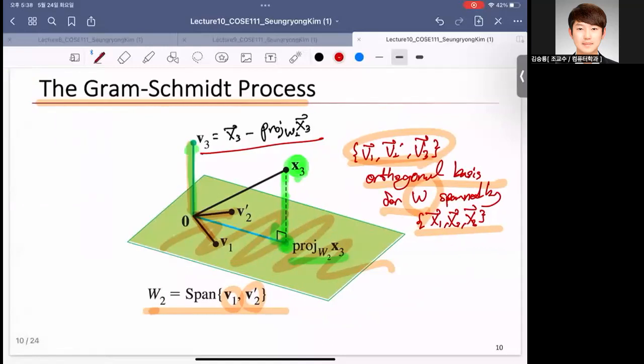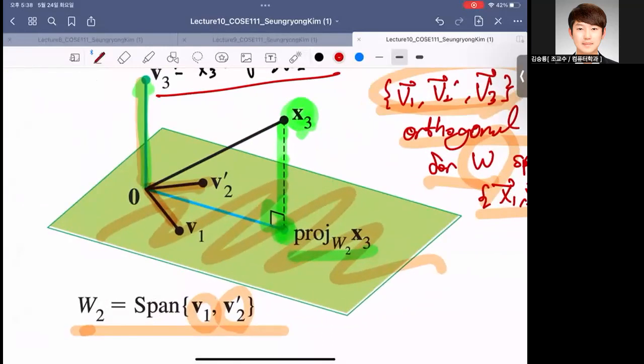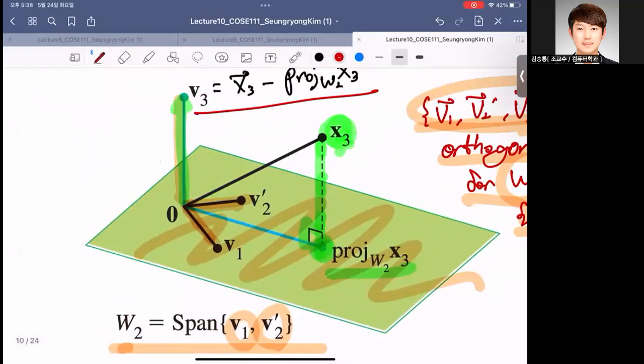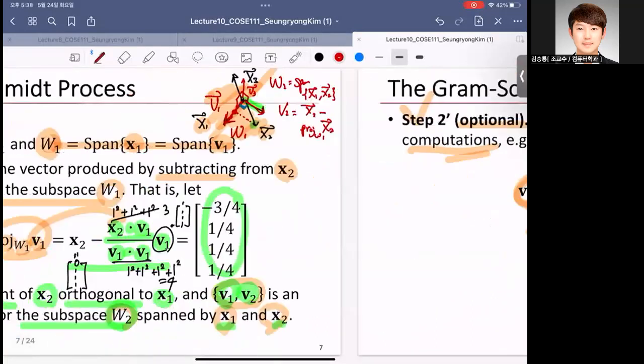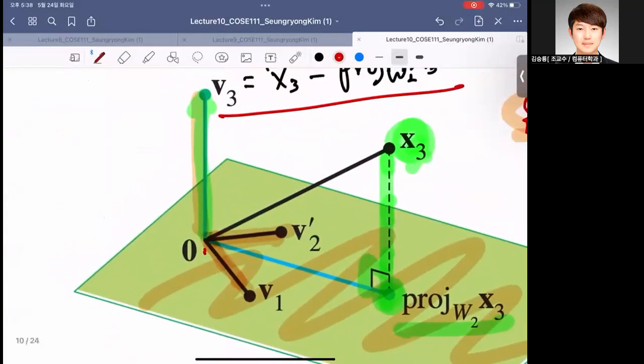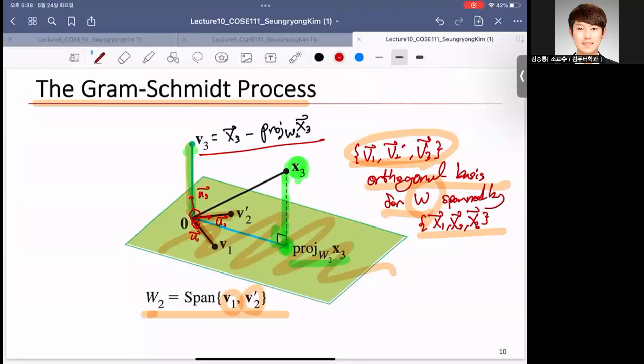No more questions, right? So if we draw the orthonormal basis here, the orthonormal set can be defined like u1, u2. If the length of v1, v2, v3 is larger than 1, then we can draw it like this: u1, u2, and u3, and they are orthogonal to each other. This is also an orthonormal basis for the subspace W spanned by x1, x2, and x3. That's it.